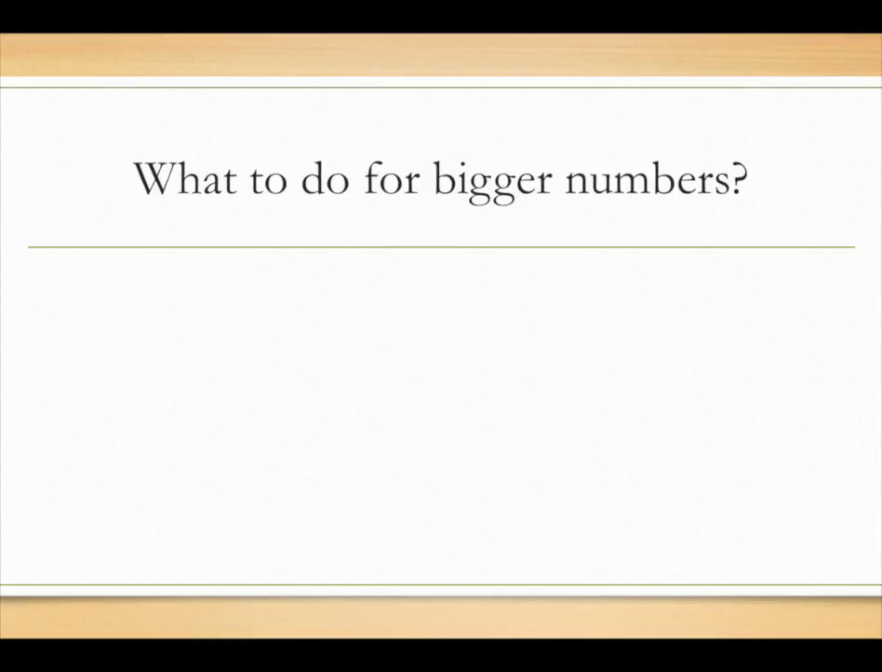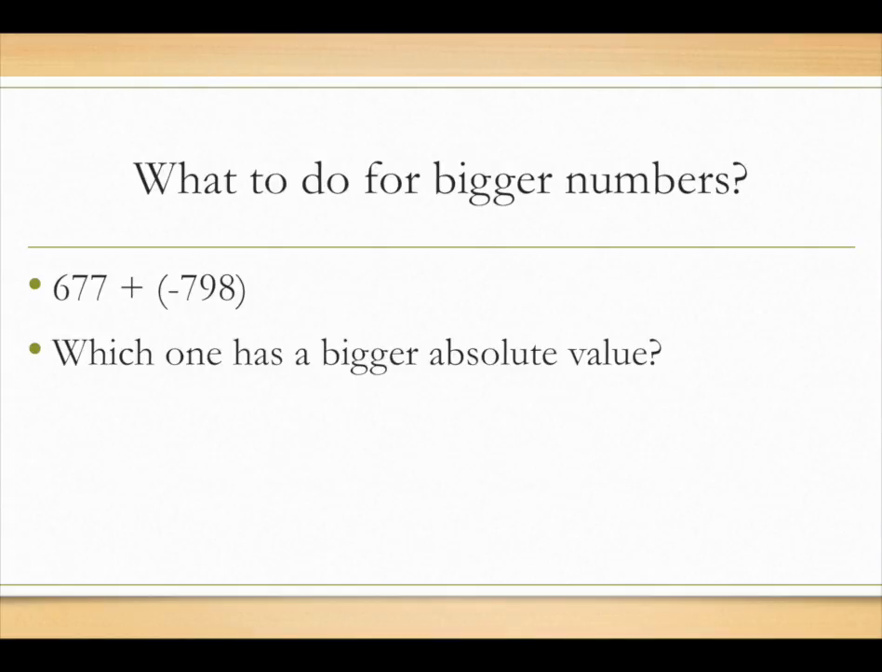Now, what do you do for bigger numbers? For example, 677 plus a -798. Now, obviously, you don't want to draw 677 white circles, and you don't want to draw a number line that extends to -798. So what do you do? Figure out which of these two numbers has a bigger absolute value. And remember, absolute value is the distance away from 0. So which of these numbers, 677 or -798, is further away from 0? If you said -798, that is correct.